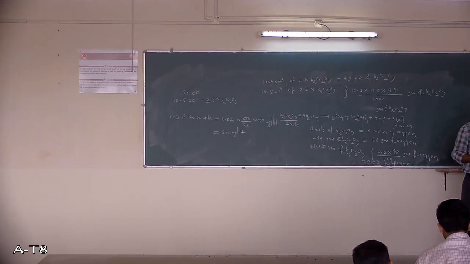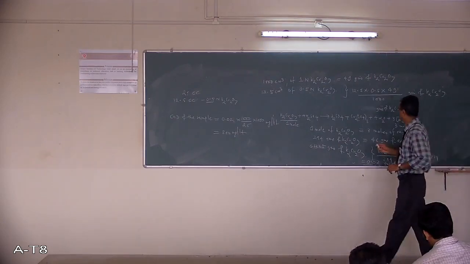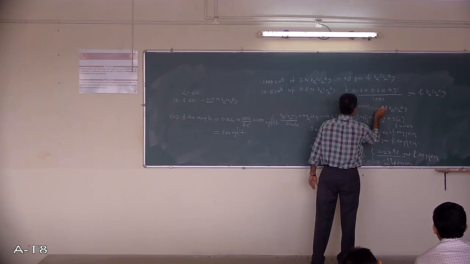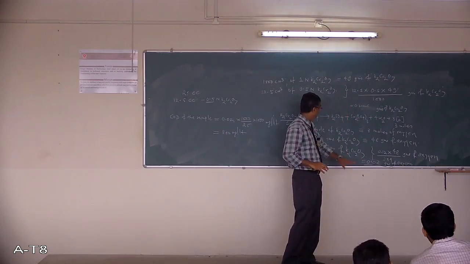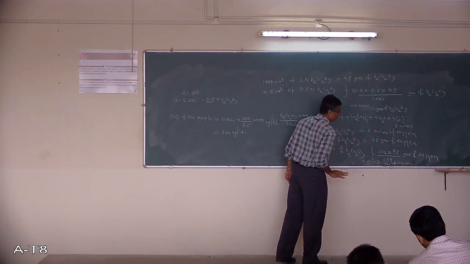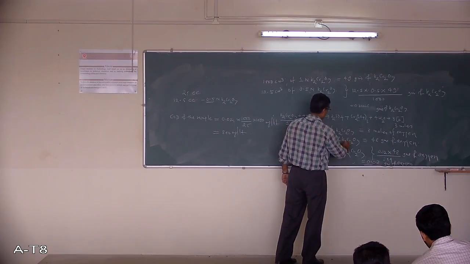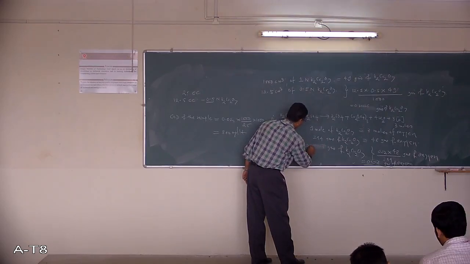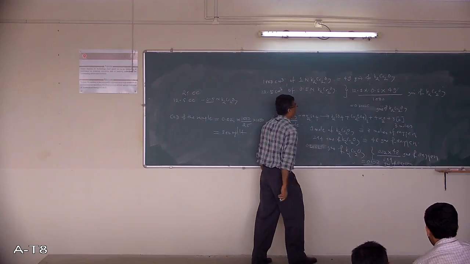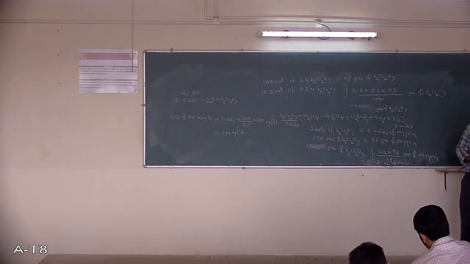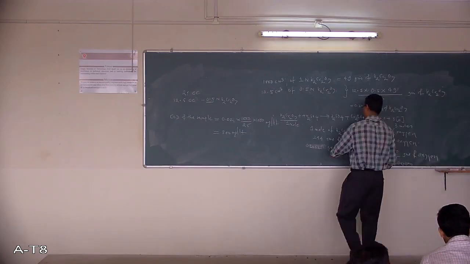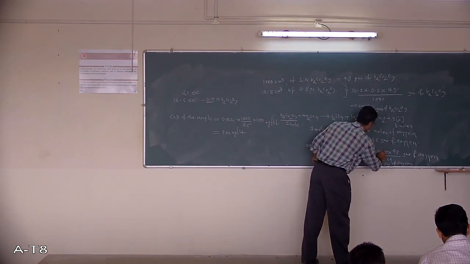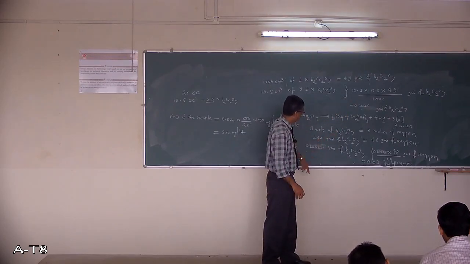I think we'll get around 0.20625 into 10 by 50. 0.30625 grams. Now, 1 mole of K2Cr2O7 is equivalent to 3 moles of oxygen, so 294 grams of K2Cr2O7 is equivalent to 48 grams of oxygen. Then 0.30625 is grams of K2Cr2O7. So, substitute here, instead of 0.12, 0.30625 into 48, divided by 294.